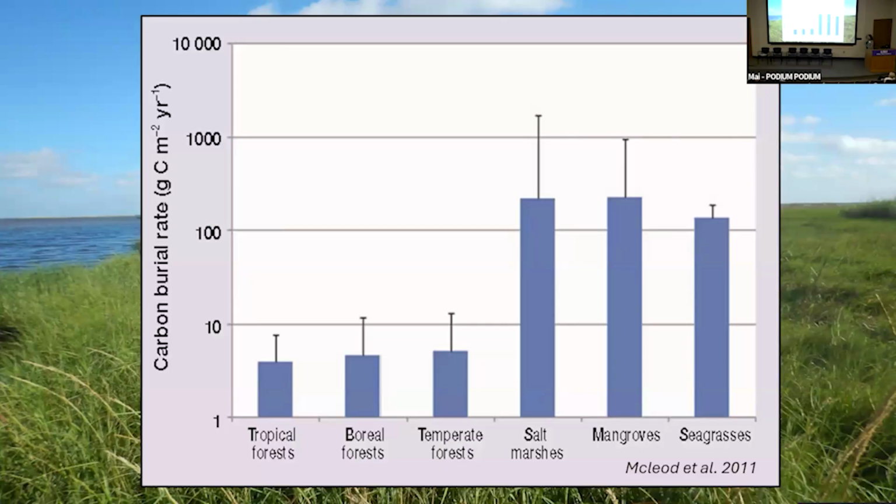So global averaged rates of carbon burial are quite high in salt marshes, mangroves, and seagrasses. That's why we're here. And higher than that of temperate systems and terrestrial systems. On average, salt marshes and mangroves accumulate carbon in their soil at a rate of about 200 grams of carbon per meter square per year.